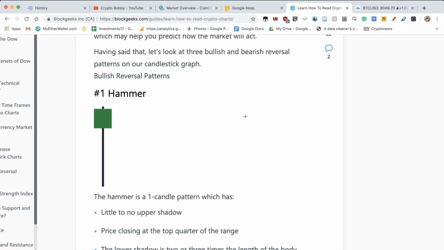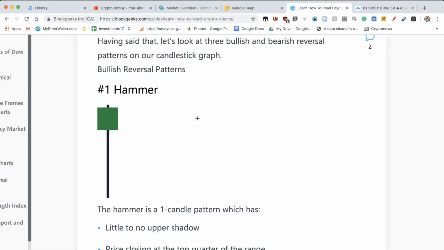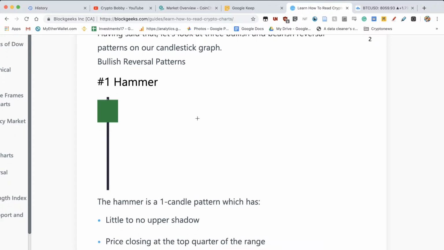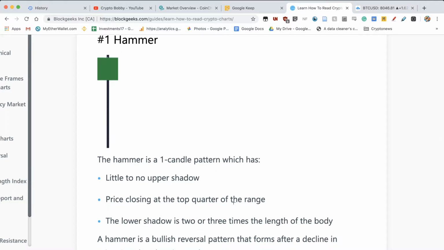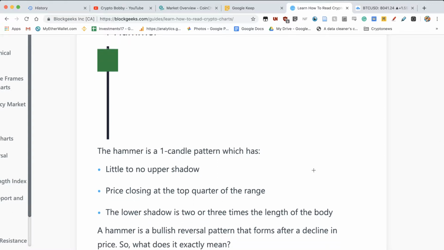Now there are different important patterns that you can look for, which help indicate how the price will change for the next candle, what's going to happen in the next candle, because that's what everyone wants to know. The first candlestick that you can remember is the hammer pattern, and the hammer is a one candle pattern which has a very little shadow at the bottom, and the body is also relatively small. However, the wick is very, very long at the bottom. The price is closest at the top of the range, and the lower shadow is 2 or 3 times the length of the body.